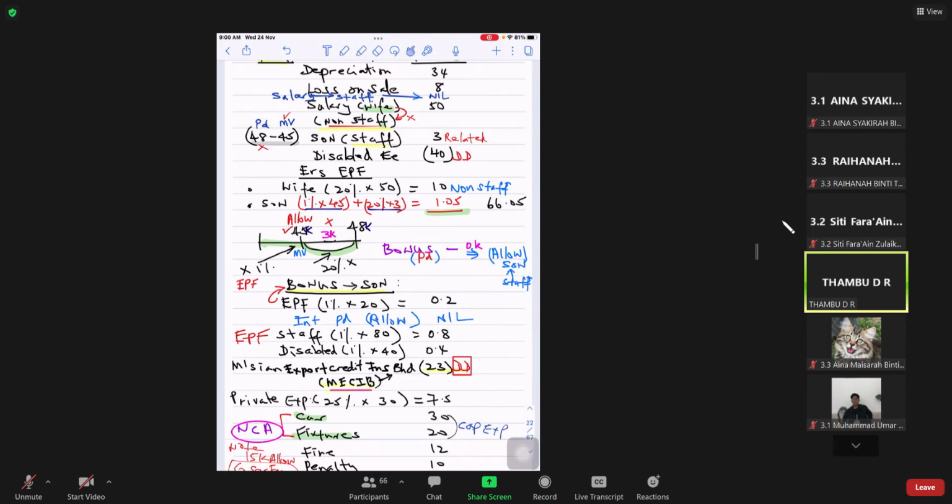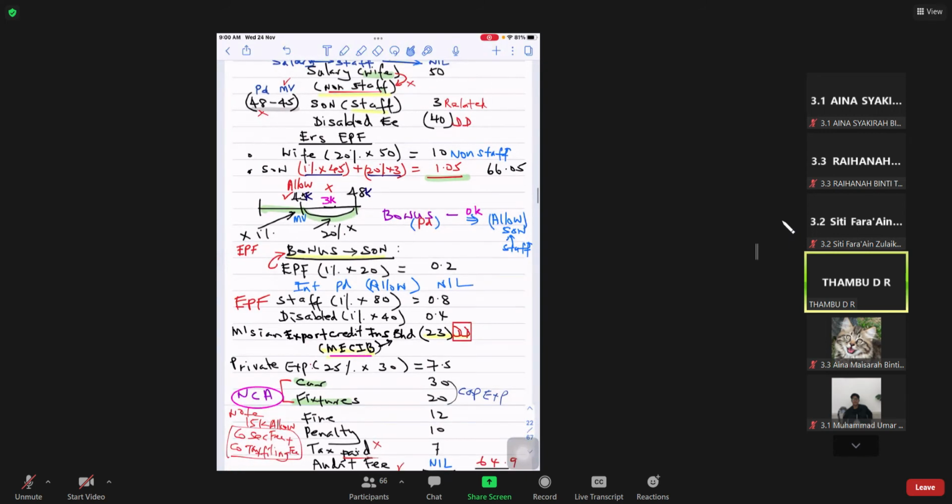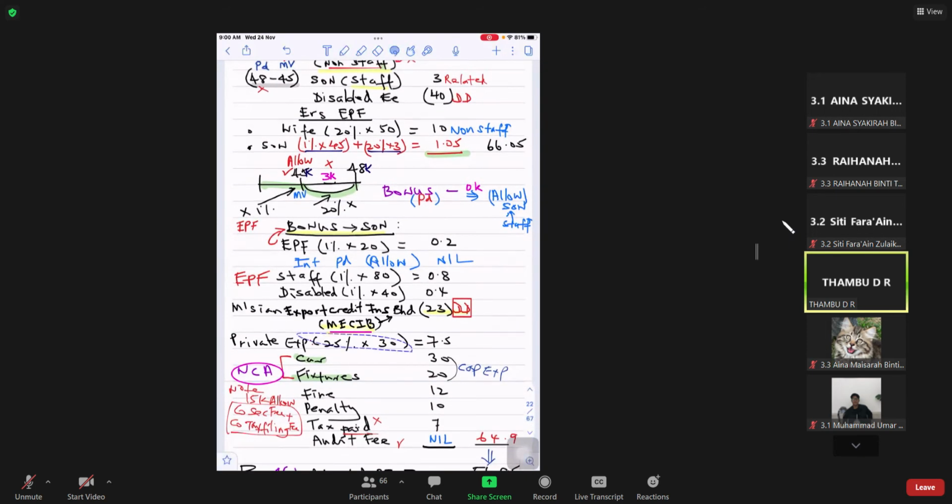Private expenditure, you saw just now. Add back. Car and fixtures, capital expenditure. Capital expenditure, double A. Add back. So you add back capital.